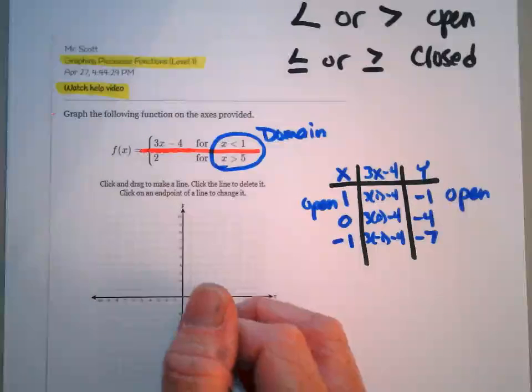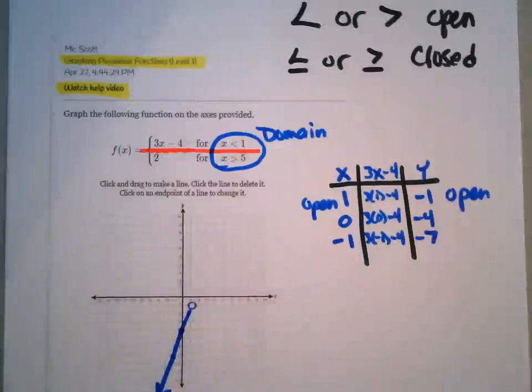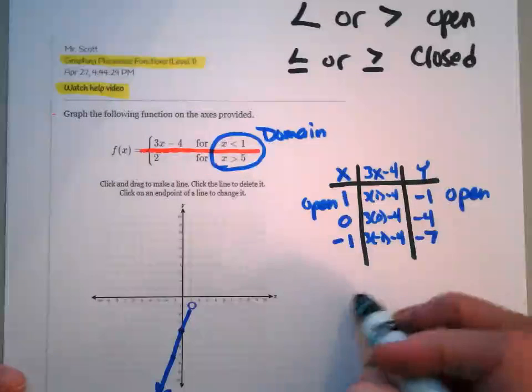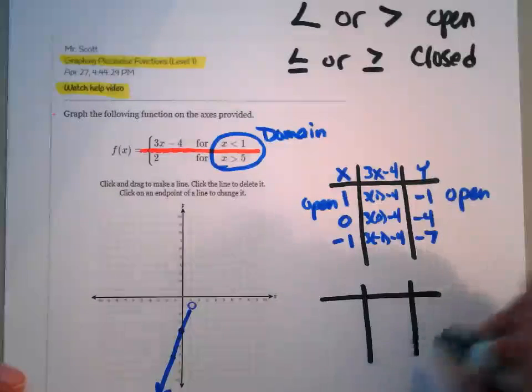And so you'll see that it's starting to create a line that's going to go on forever. Okay? So that is the top problem, 3x minus 4, for x less than 1. Now this bottom problem, the 2, we'll start a new little chart for it.